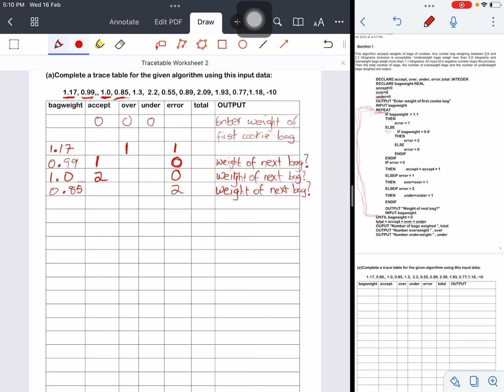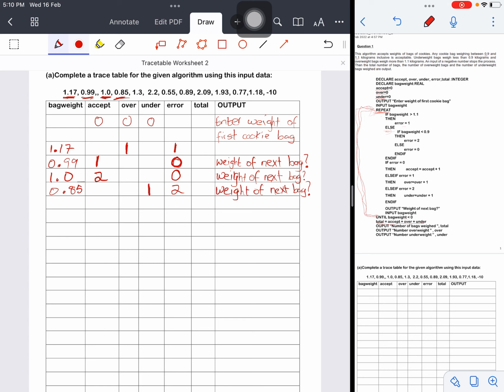It says if error is equal to 0, no, it's not equal to 0. Is error equal to 1? No, it's not. Is error equal to 2? If it's equal to 2, then under is equal to under plus 1. Currently, under is 0, so 0 plus 1 will give us 1.